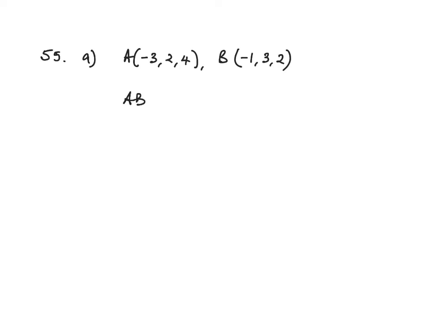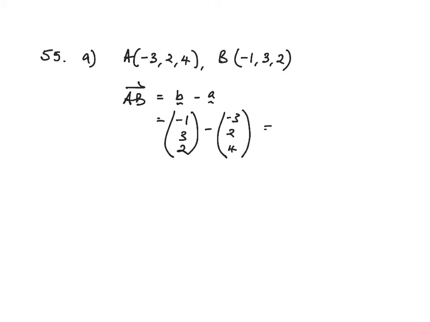Components of the vector AB. Remember, AB is B minus A. So that's minus 1, 3, 2. It's a column vector. Minus 3, 2, 4. Minus 1 minus minus 3 is 2. 3 take away 2 is 1. And 2 take away 4 is minus 2.